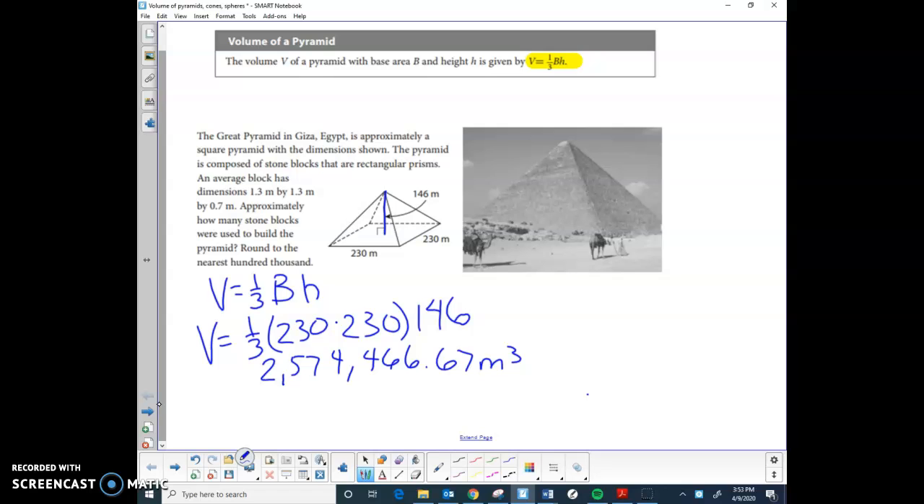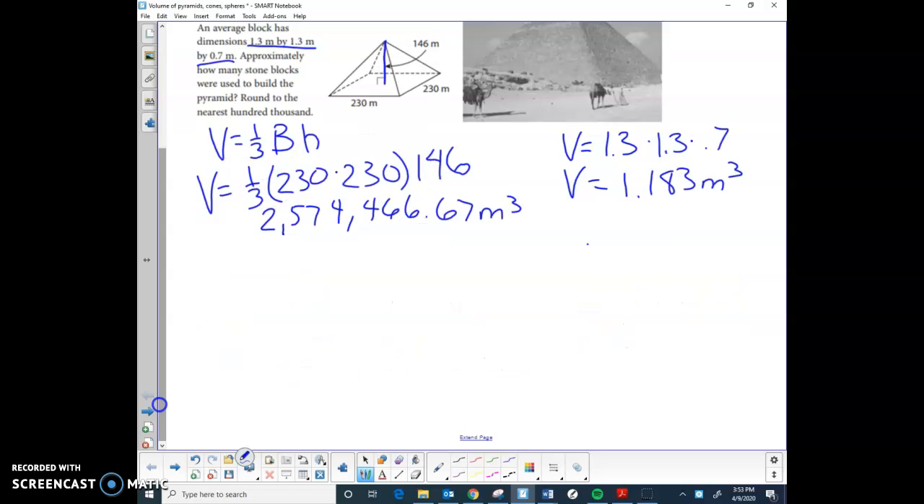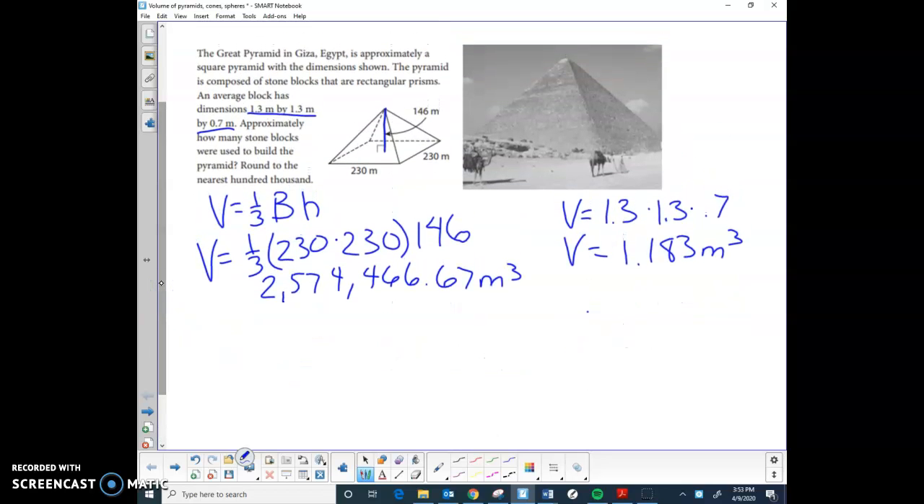Now we want to find out how many stone blocks are used to build it if we're given those dimensions. The volume of our block is going to be 1.3 times 1.3 times 0.7. It's just a rectangular prism, so length times width times height. And this ends up to be 1.183 meters cubed.